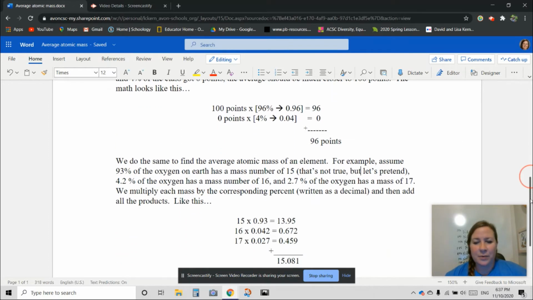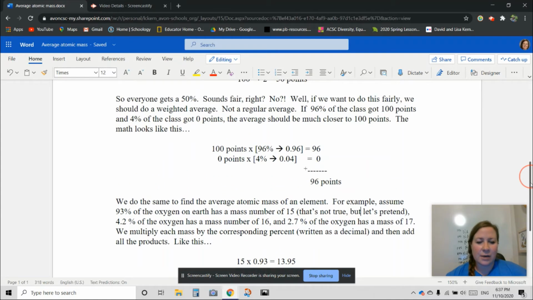So another example would look something like this. Let's say we're trying to find the average atomic mass of an element. Let's assume 93% of the oxygen atoms on Earth have a mass of 15. That's probably not accurate. Oxygen's more like 16, but that's okay. 4.2% of the oxygen has a mass of 16, and 2.7% has a mass of 17.